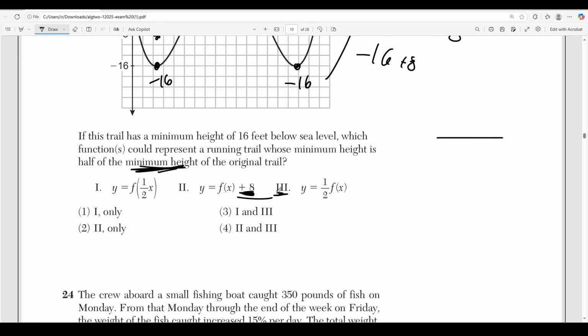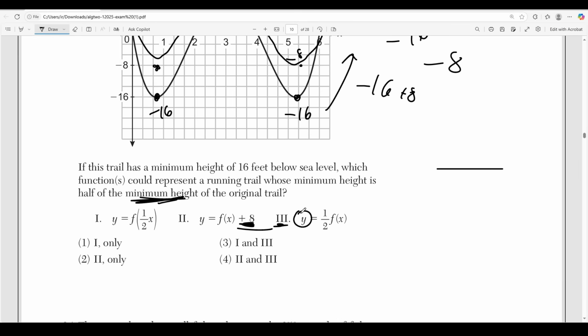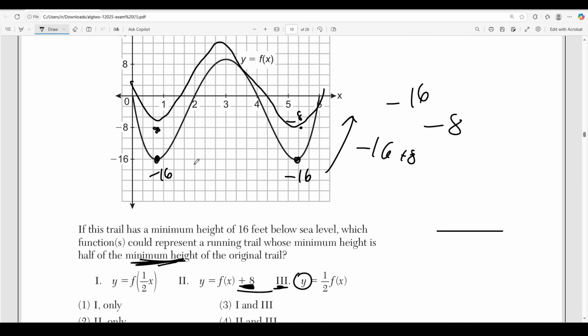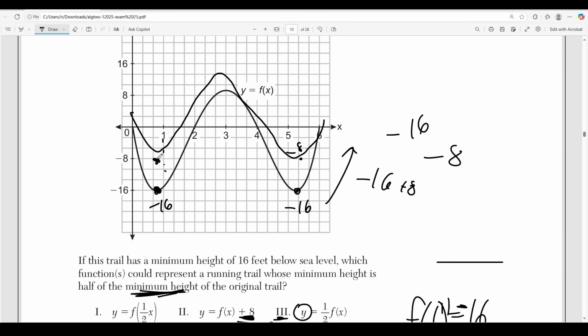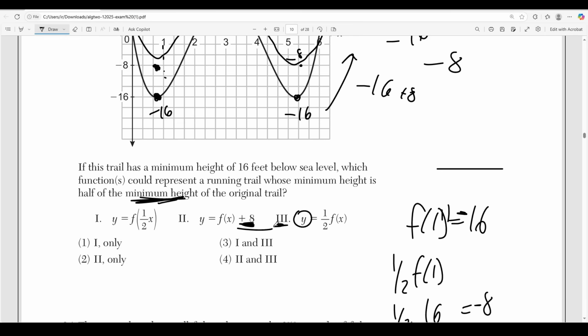Then, choice 3 also works, because it's saying that you take your y value and you multiply it by 1/2. So whatever y value you had here, you multiply it by 1/2 to get your new y value, right? So that also makes sense, because if you have a y value of negative 16 here, let's say that f of 1 is equal to negative 16. Well, 1/2 of f of 1, well, f of 1 we already said was negative 16, and then 1/2 times 16 is equal to 8, or negative 8, because it's negative 16. So negative 8 is, again, going to be half of negative 16, which is why choice 3 works.